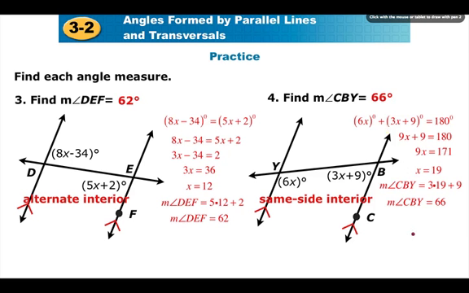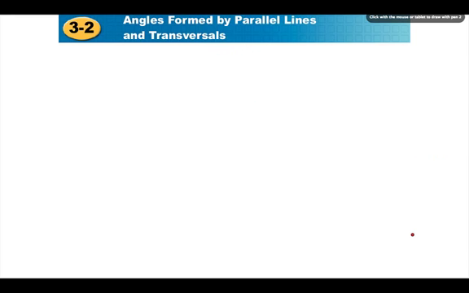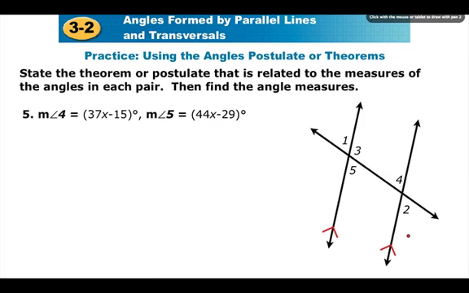Going on to the next slide. This one's a little bit different. It says, state the theorem or postulate that is related to the measures of the angles in each pair, then finding each angle measure. So in this case, we're talking about angle 4 and 5. 4 and 5. What kind of angles are these?